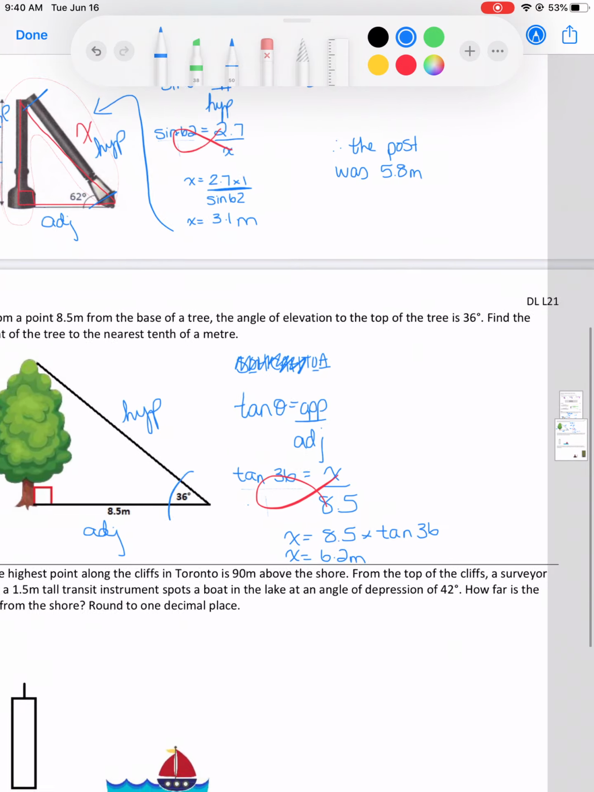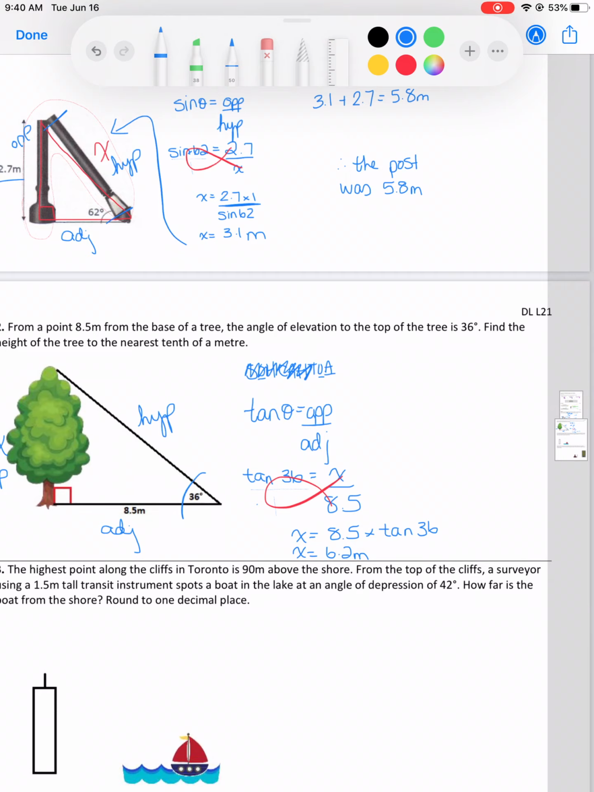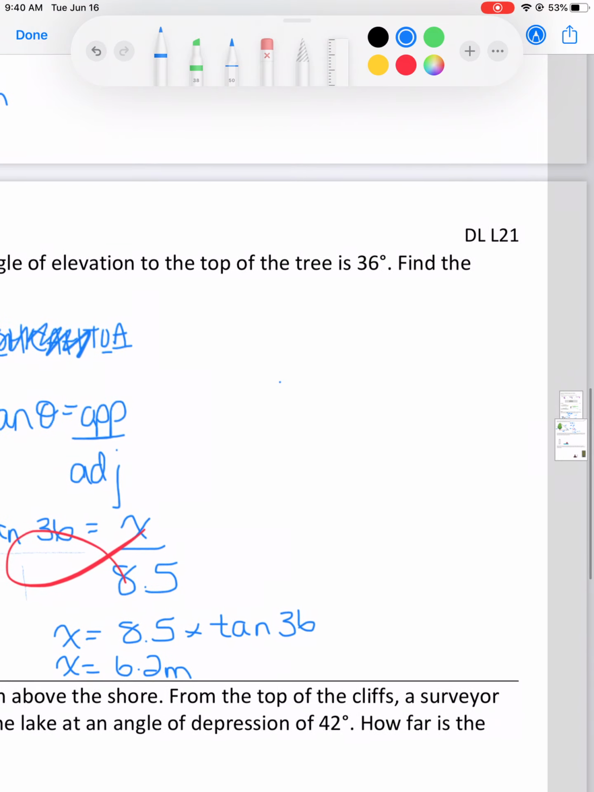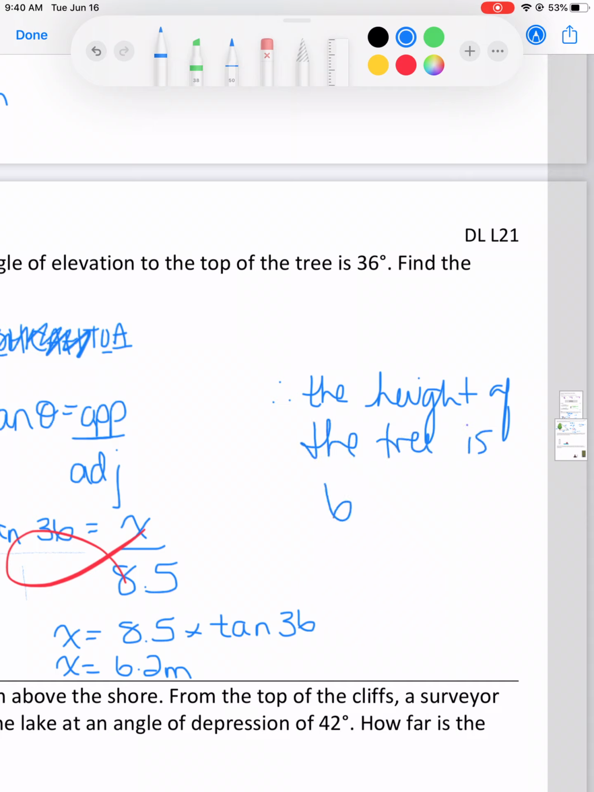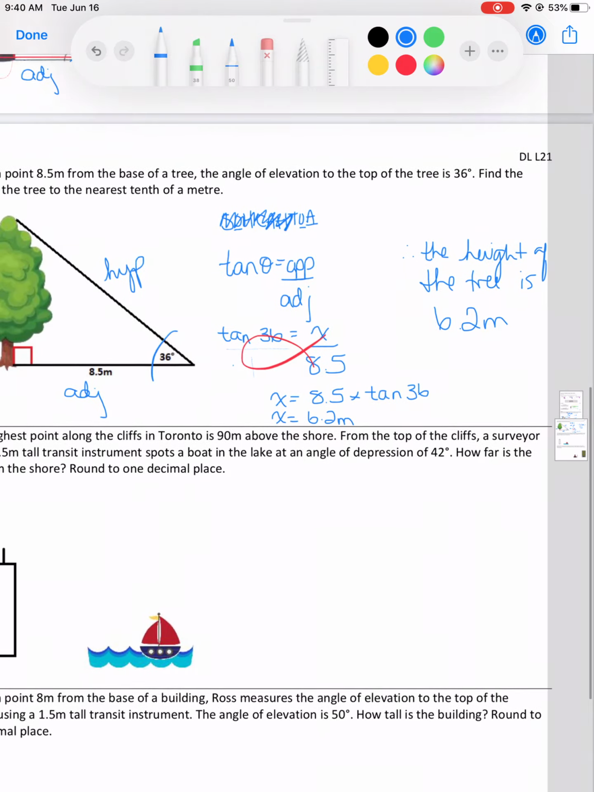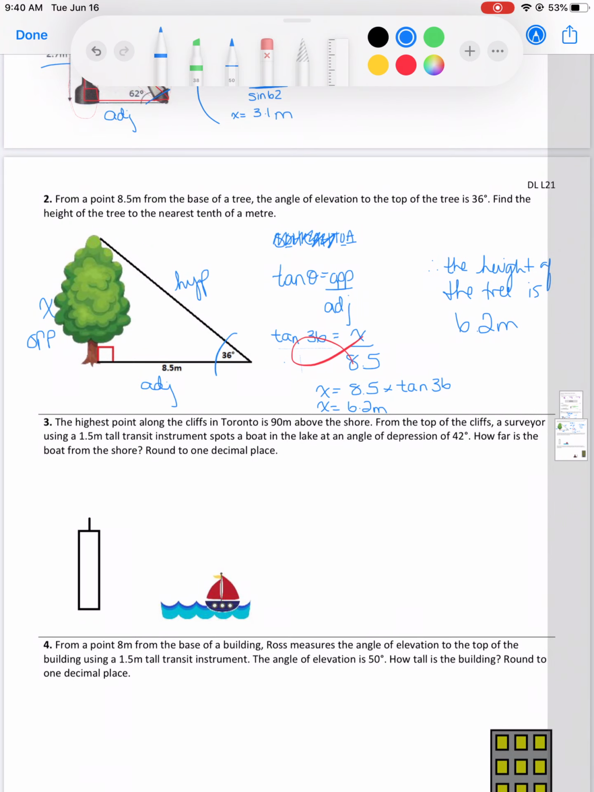So, what are we finding? We are finding the height of the tree. So the height of the tree is 6.2 meters. Again, guys, this goes without saying, try these before I do them. Pause it. Okay? I find that works really well. It challenges you, right? Because these are the kind of questions you're going to get on your test. So, look at that. 2 more questions, we're done.